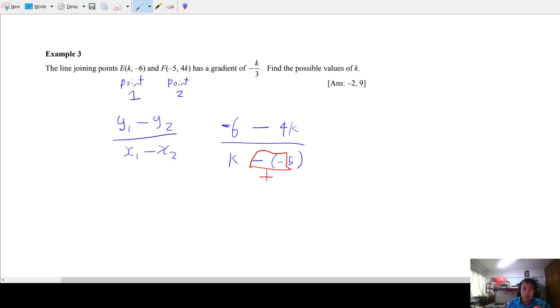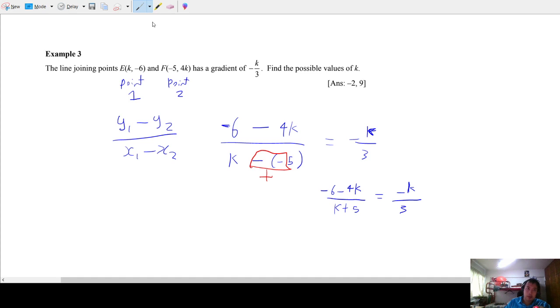Okay, so this whole thing now will be equal to minus k over 3. Alright, so I'm going to write it simplified, and then you realize that, hey, this is nothing but a tricky algebra question. And the fact that there are two answers means that we're going to end up with a quadratic. So let's write it again. Minus 6 minus 4k over k plus 5 equals minus k over 3. Alright, and so from here, it's an algebra problem that you can take care of.